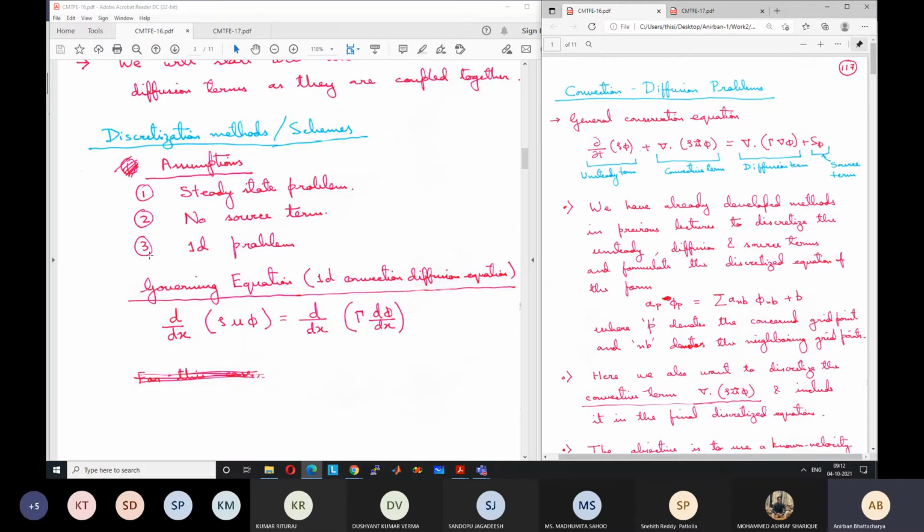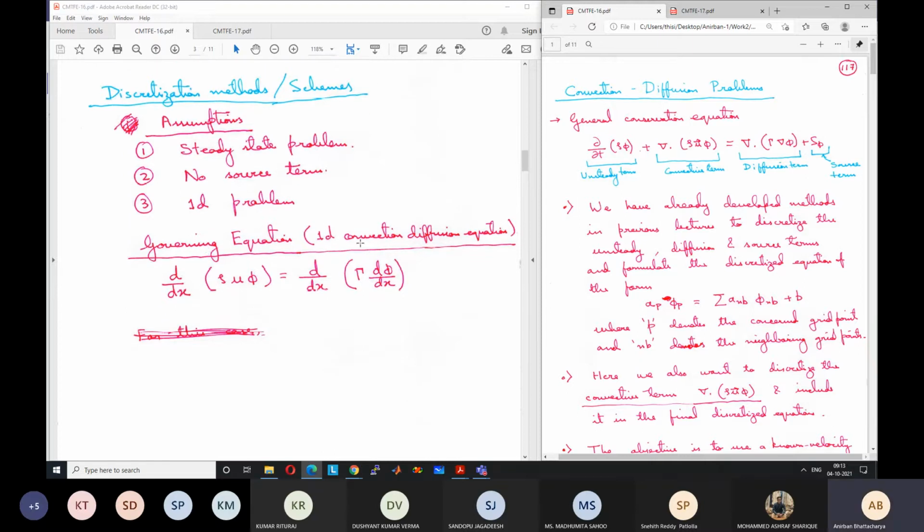Why will we consider a 1D problem? Because all the schemes that we are going to discuss in the subsequent classes are derived for 1D problems, but then they can be subsequently extended to 2D or 3D problems. The treatment remains the same. The only thing that changes is that additional terms have to be treated in the same way. For example, here we have east and west. In a 2D problem, we will have north and south also. In a 3D problem, we will have top and bottom also. But the way these are treated remains the same.